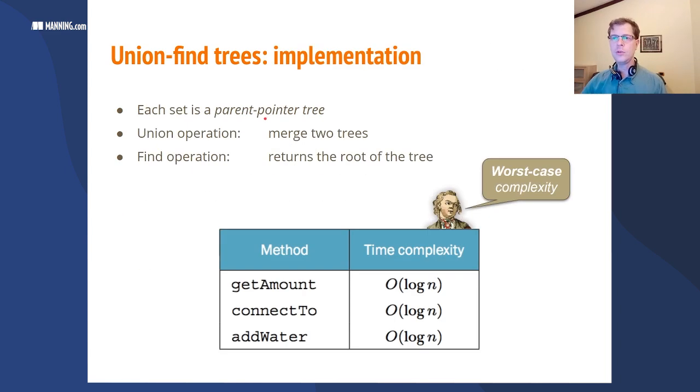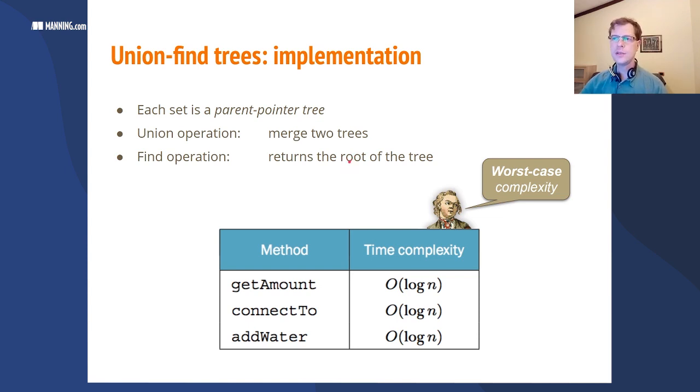Without going into details, the trick to have an efficient implementation is to represent each set with a parent pointer tree, so a tree whose nodes point to the parent and not to the children. If you use this representation, then the union operation consists in merging two trees, and the find operation returns the root of the tree. The root of the tree is going to be the representative for that set.